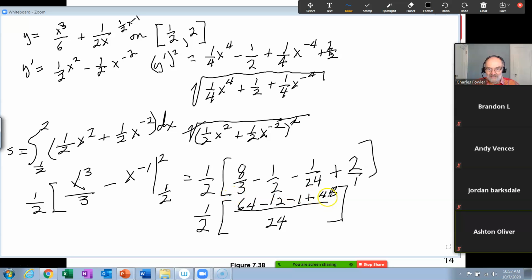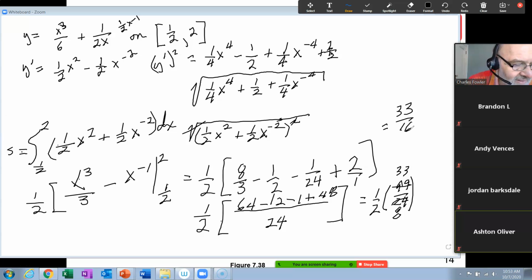64 and 48 is 112. Minus 12 would be 100. Minus 1 is 99. So it's 1/2 of 99 over 24. I hope I'm doing this right. And I happen to know that 3 will go into both of those. So that would be 33 over 8. So that gives me 33/16, I think, is the arc length of that curve.